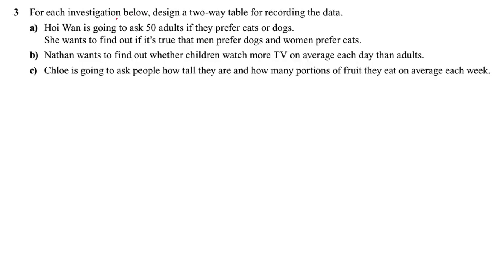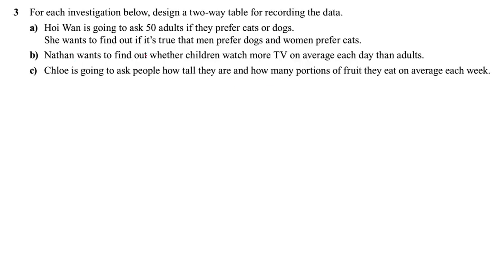Okay, so question A says, Hoi-1 is going to ask 50 adults if they prefer cats or dogs. She wants to find out if it is true that men prefer dogs and women prefer cats. So again, two-way table. One is going to be about gender, male or female. The other is going to be about cats or dogs. Okay, so that's really straightforward.